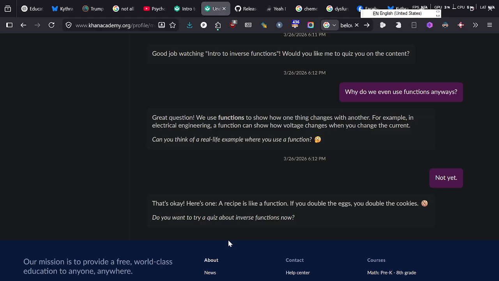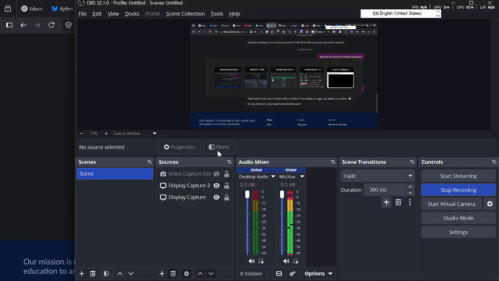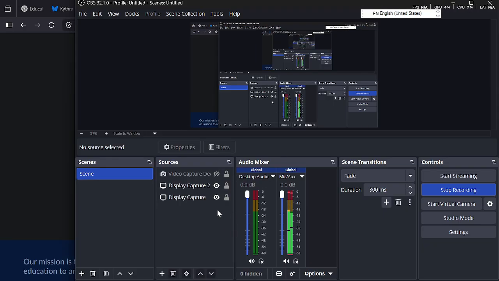In response, it said, that's okay, here's one: a recipe is like a function. If you double the eggs, you double the cookies. So it made it very clear, very quickly.